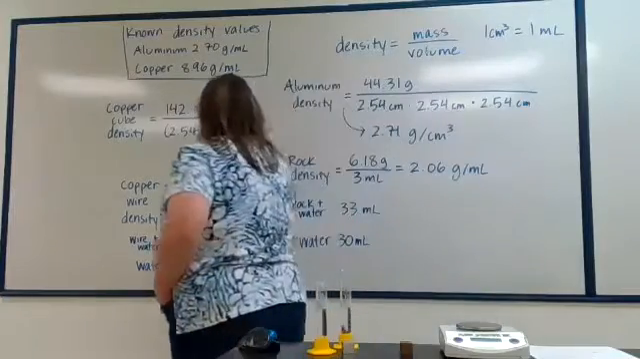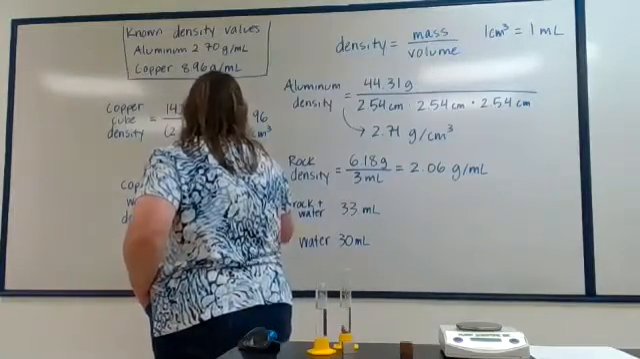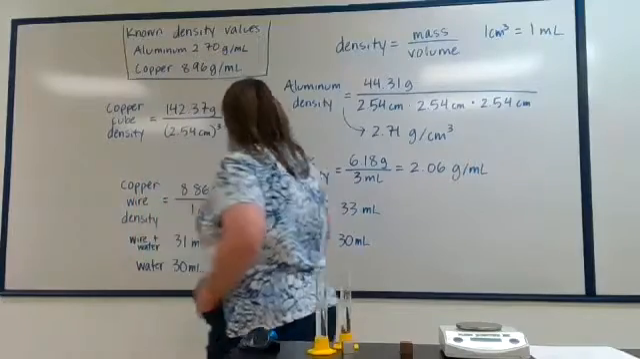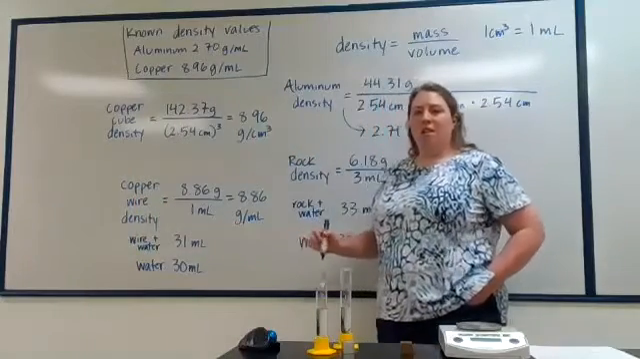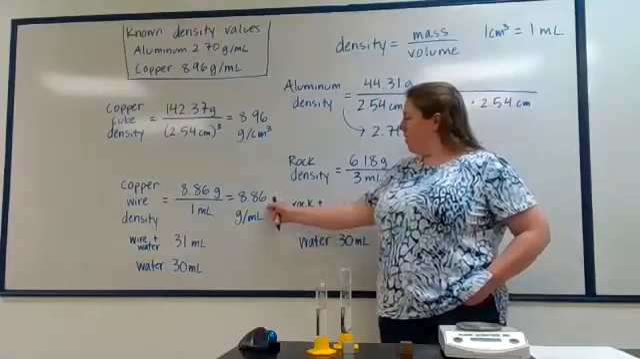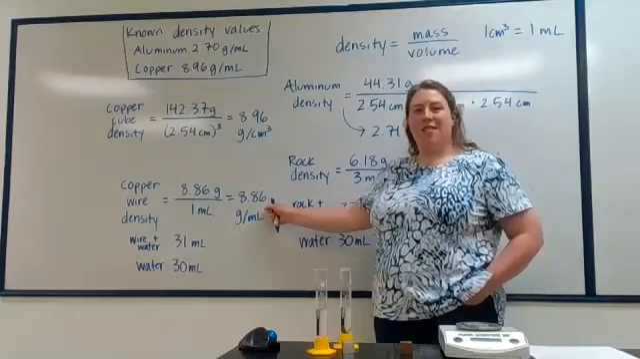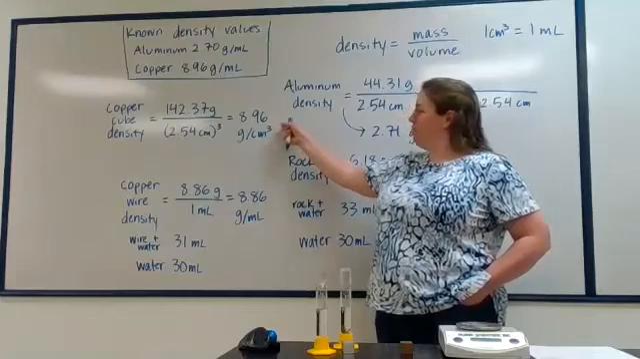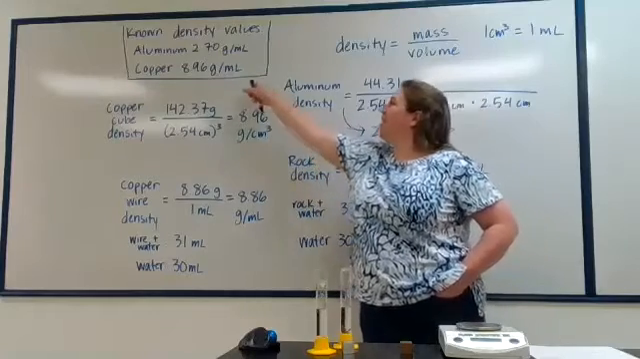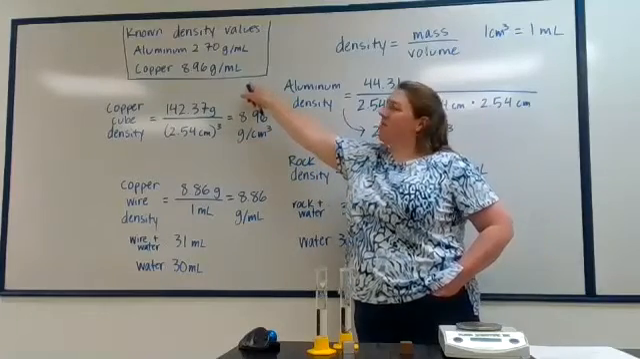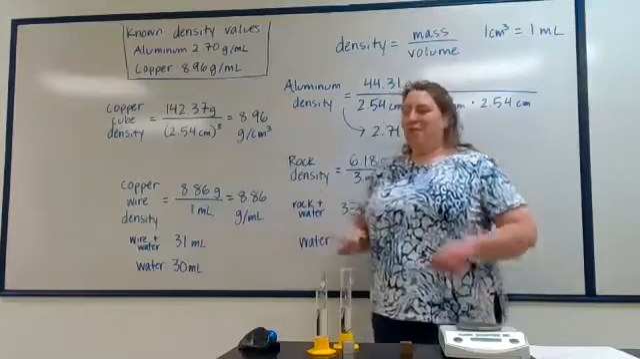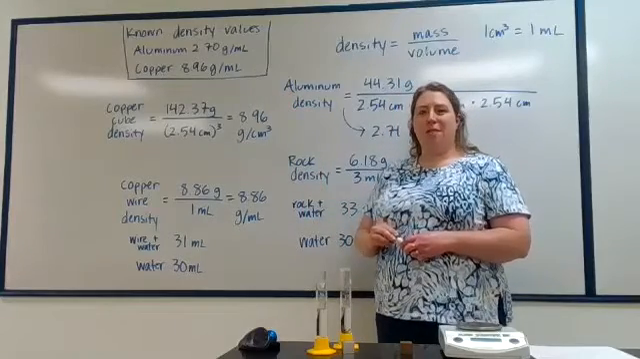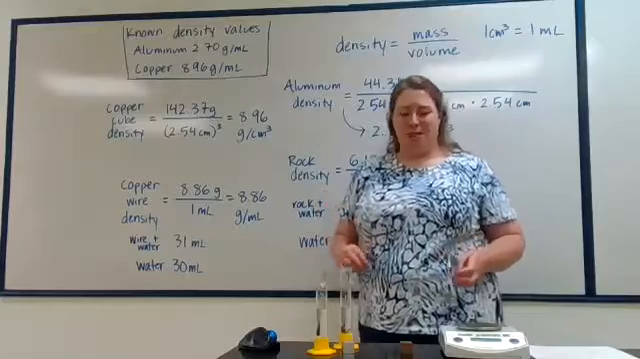So this part of copper here is 8.86 grams per milliliter. It's very close to 8.96, our accepted known value of copper. With even more precise equipment, we could find that they have the exact same density.